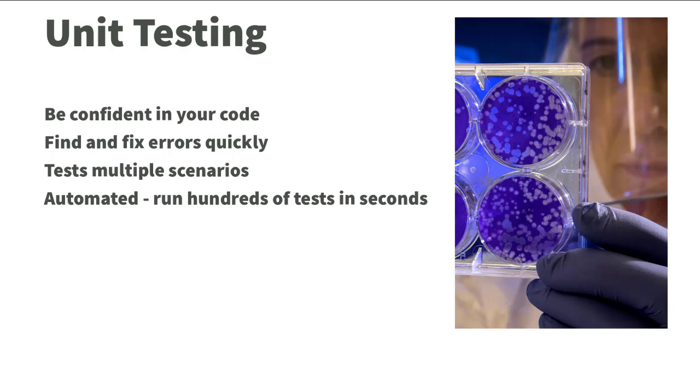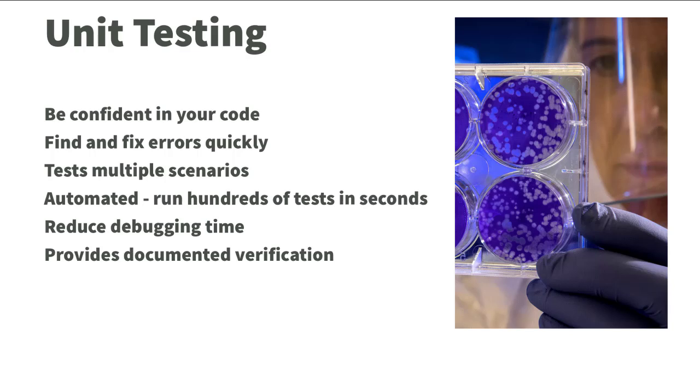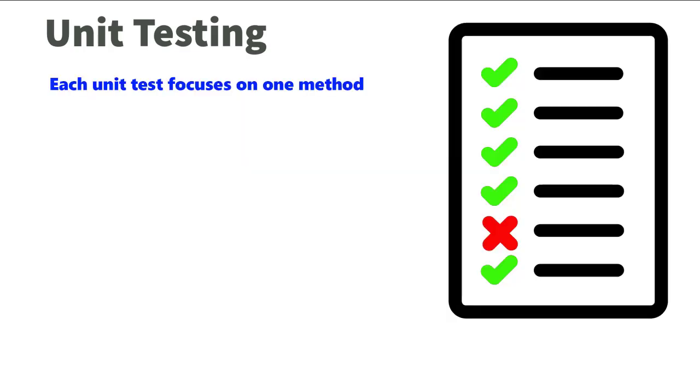Unit testing allows us to automate the testing, and so we can run hundreds, if not thousands, of tests in seconds or maybe a couple minutes at the most. And so it reduces our debugging time. As we're testing, like an alpha test, where we're just putting our program through the paces, we might forget to test a particular scenario. So by setting up a unit test, that helps to make sure that everything is covered. It also provides documented verification that yes, these methods are working. As I mentioned, each unit test focuses on one method. Now I need to warn you that unit testing won't necessarily catch every error.